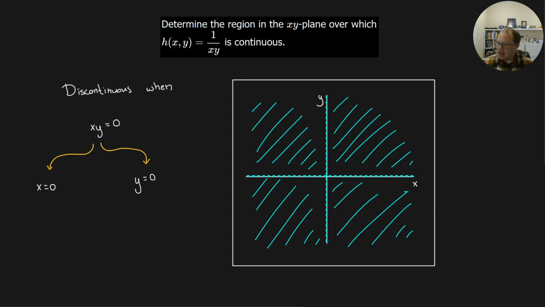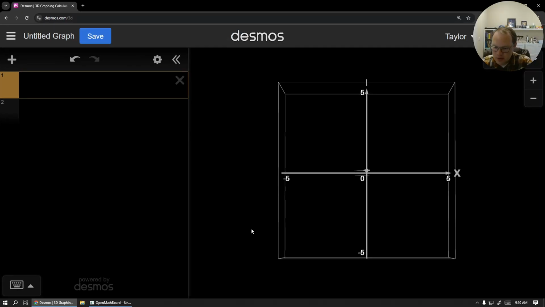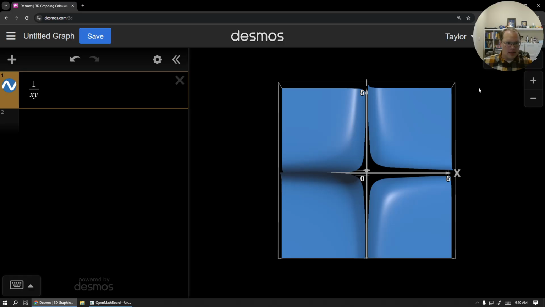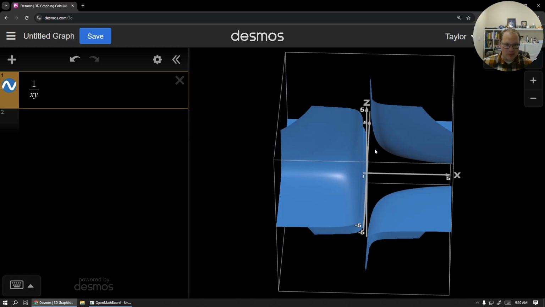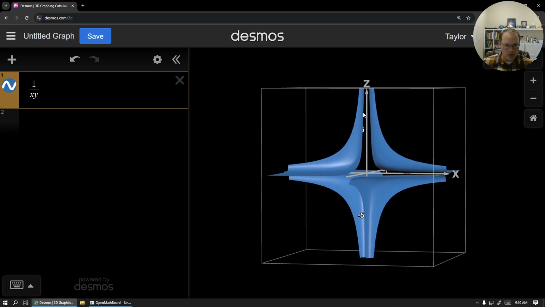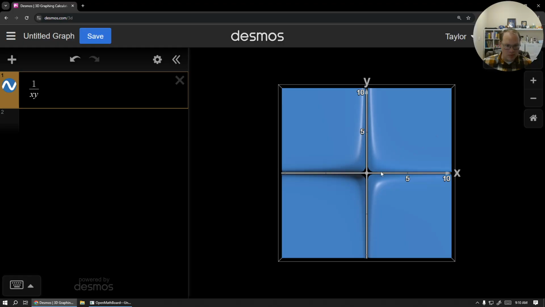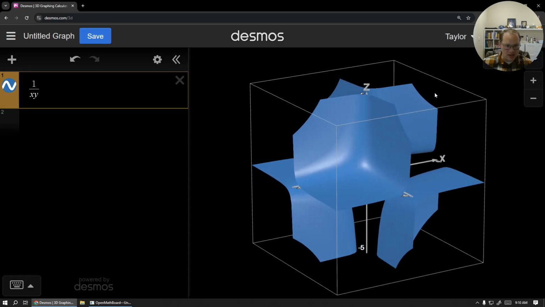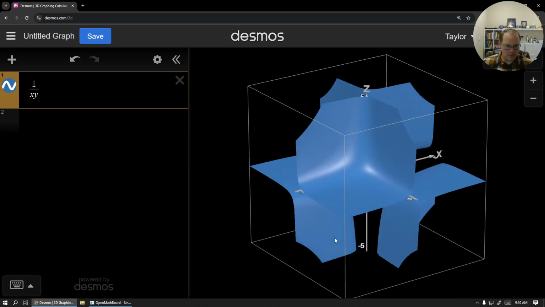All right. Let's see what that looks like when we put it into the calculator. Let's see if it matches. So our function is 1 over xy. And indeed, we already have the overhead view here. And you can see that on the x-axis and the y-axis, the function isn't defined. There does seem to be a gap in the middle, doesn't there? That's just because the function doesn't reach that far. If you allow it to keep going by zooming out, you'll get a more complete picture. It's just on those axes that it's discontinuous. Okay?